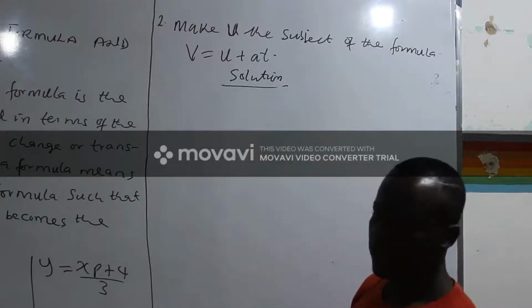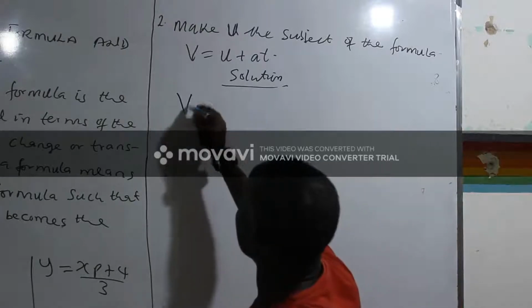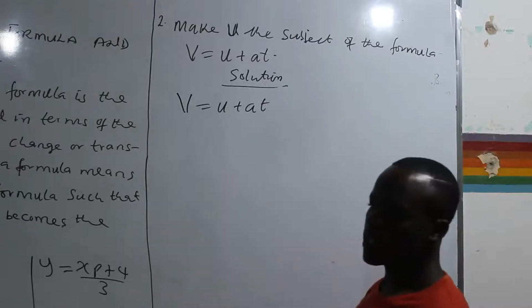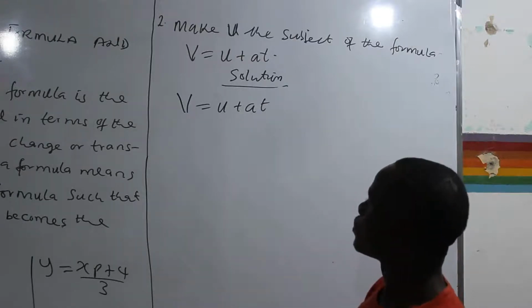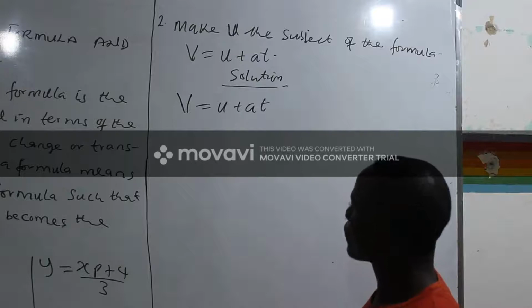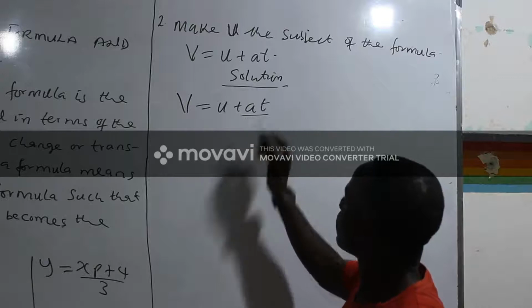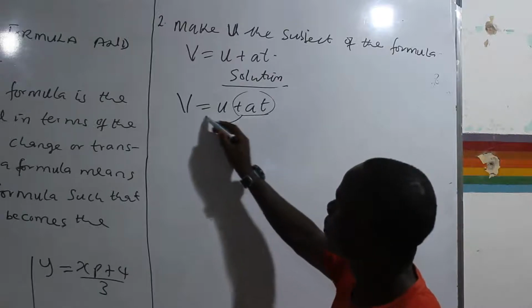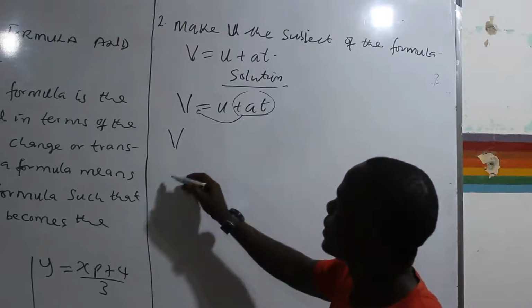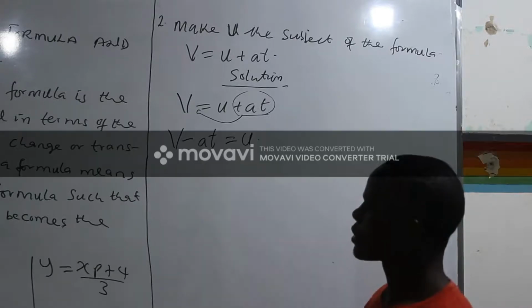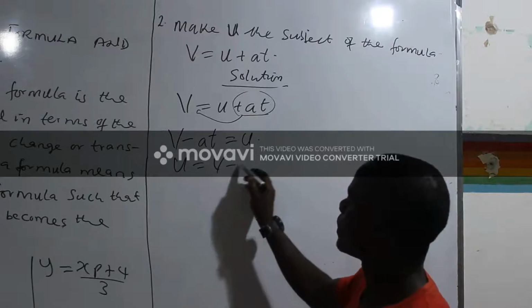Just as we have done in the first question here, we have v equals u plus a t. Here, v is the subject, and we want now to transform it to u. Alright? Now, to make u the subject, it's a very straightforward one. We just discovered that we will have to subtract a t from both sides. And so, in other words, it means we will take positive a t to the left hand side, and that will give us v minus a t equals u. And of course, our u now is the subject.